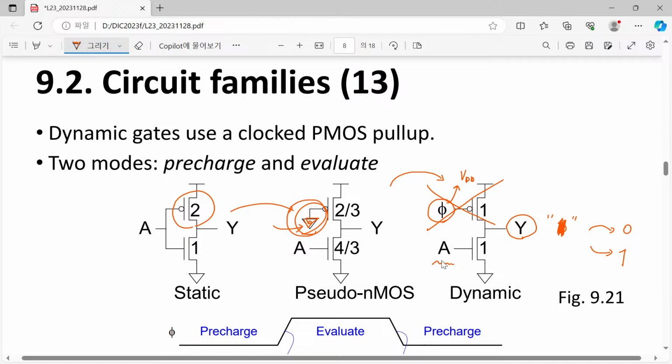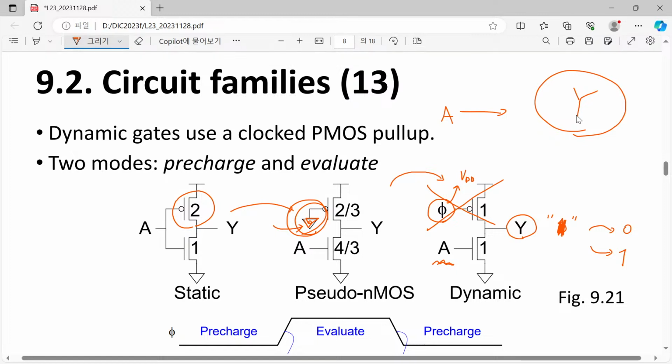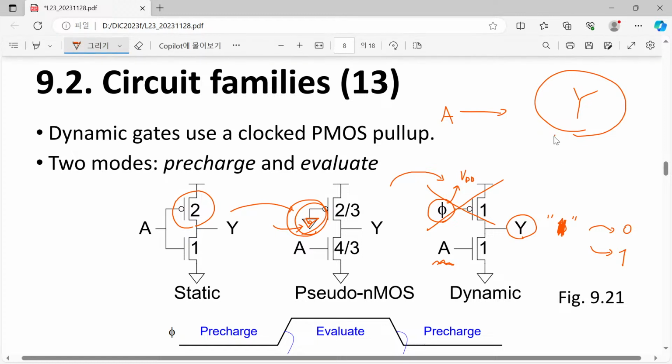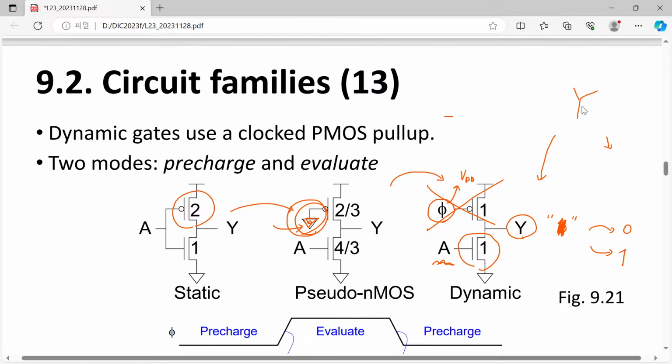So from the viewpoint of A, when the A signal comes in, it sees that there is something already charged, the capacitor, charged node Y. Then it says that it is your MOSFET's sole decision whether that should be discharged or not discharged. So using only the N MOSFET, please try whether you will discharge it or not.